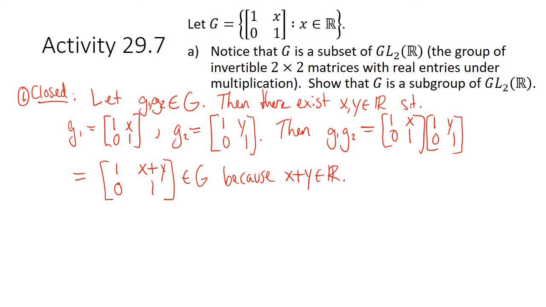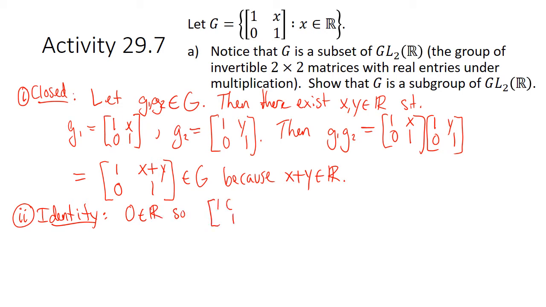And this is interesting too. What you're seeing here is that when x and y are your entries for your two elements, the entry for their product is actually the sum of those. That's kind of interesting. Then the identity is going to be in there because 0 is a real number. You know what the identity is in GL2R, it's this identity matrix, so that will be in G.